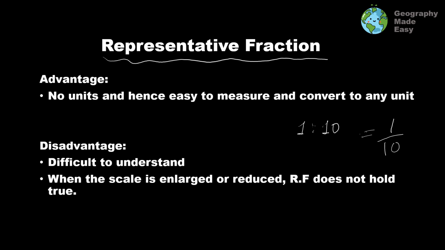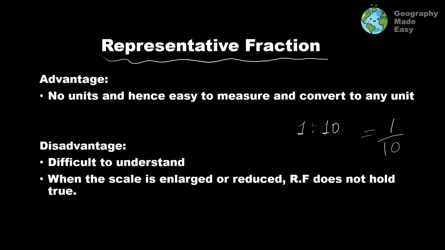It's limitless, it's a ratio, it has no units. This is its biggest advantage, and this kind of scale is there in all the maps we see because of its universal appeal. But we have to remember, in case of an RF, the left hand side will always be 1.